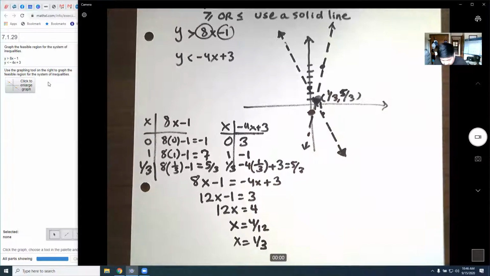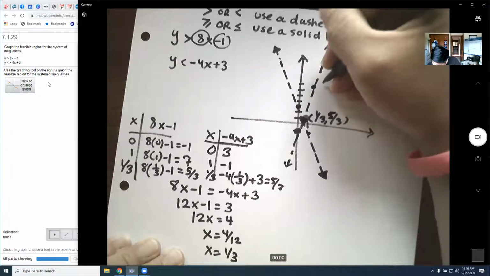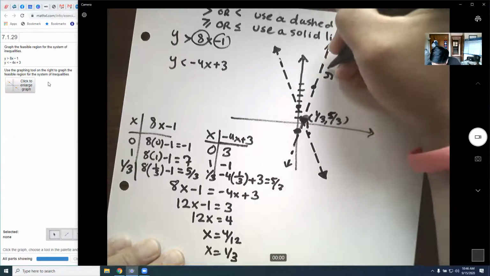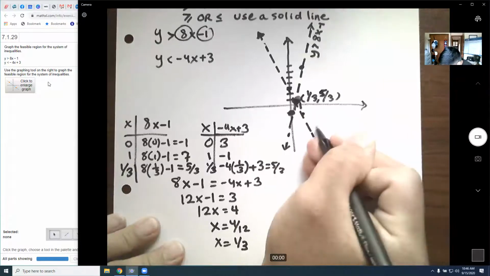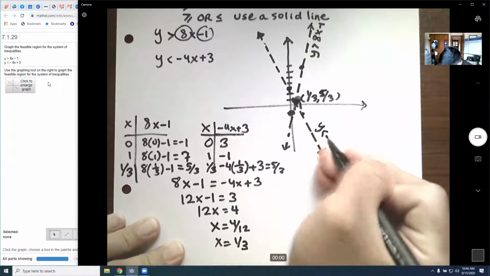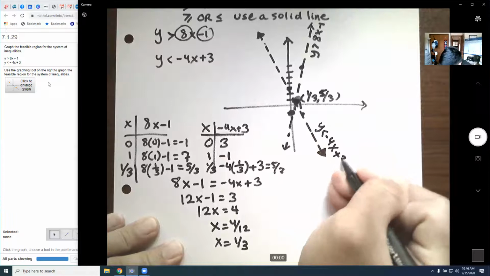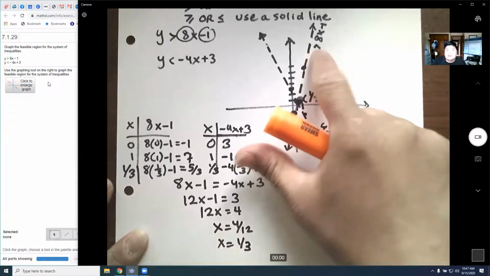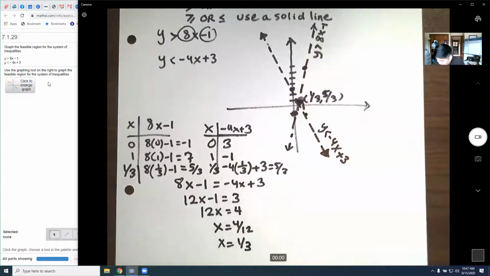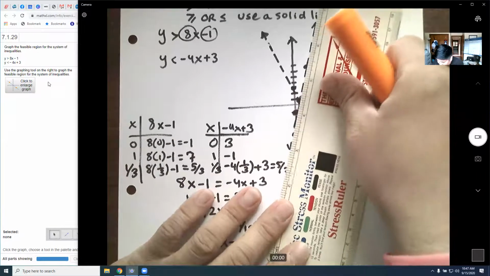Now, all right, remember that this first one that we drew was y is greater than 8x minus 1. And this one right here was y is less than negative 4x plus 3. All right, now, what we want to do is, for the one that was greater than, right, see how the line actually goes like this, right?